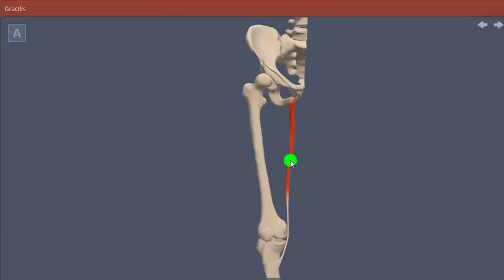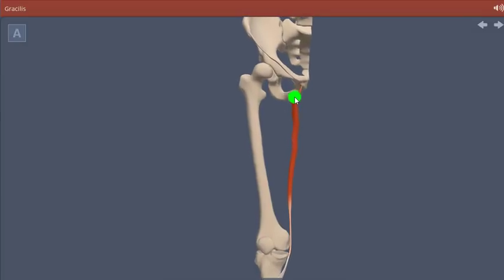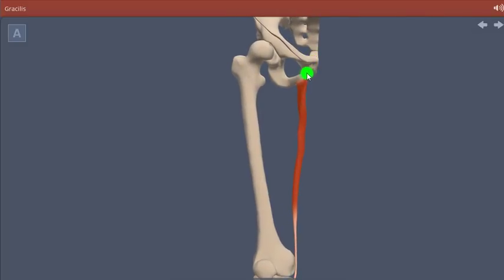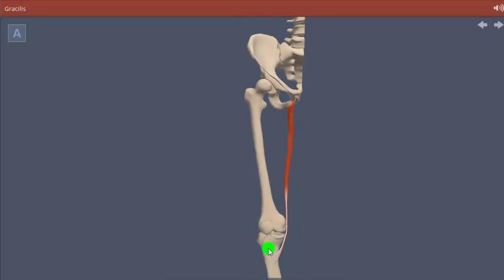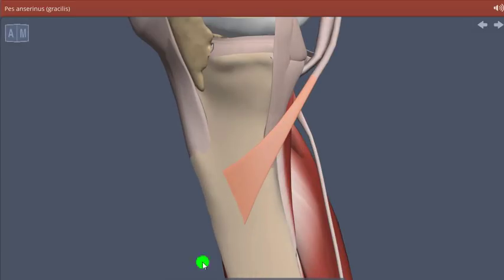The first muscle in the medial compartment is gracilis. It takes origin from the body of pubis, the inferior ramus, and a little bit from the ischial ramus. It's inserted here into the upper medial surface of tibia, the SGS area. Here is the attachment into SGS area.